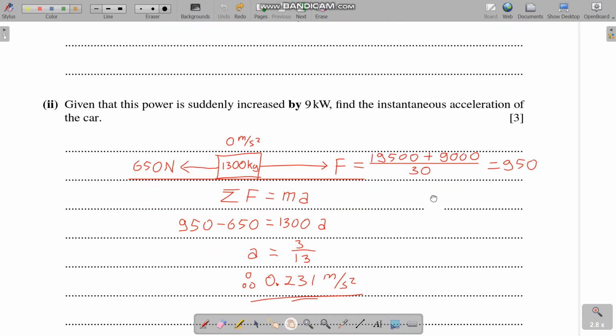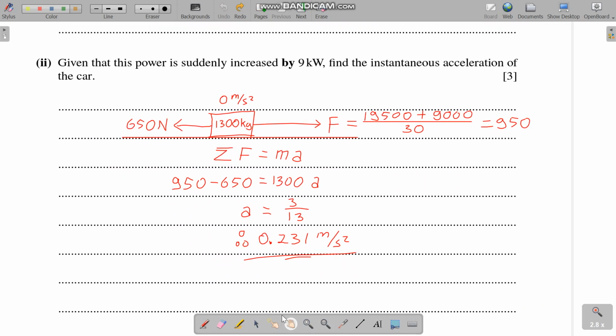Given that this power is suddenly increased by 9. So previously the power was 19.5 kilowatts. In watts, 19,500 plus 9,000. So that's the new power. The velocity is still 30, so we can find the engine force: 950.